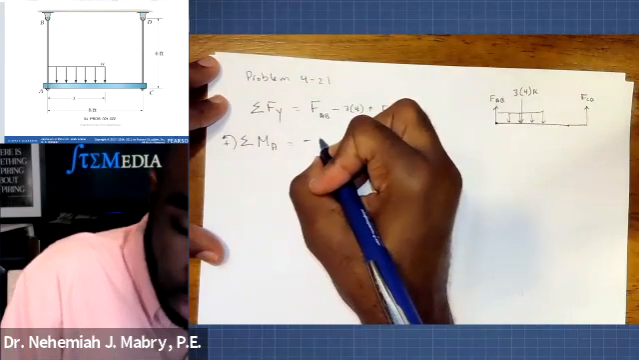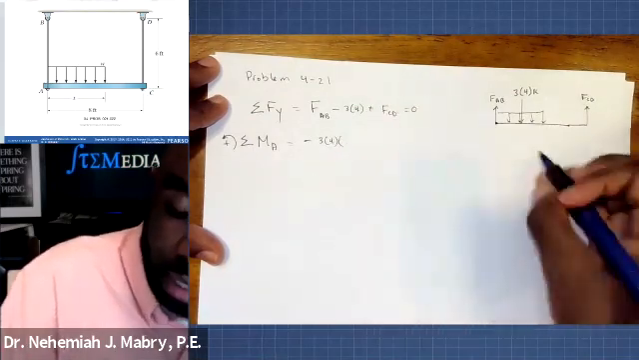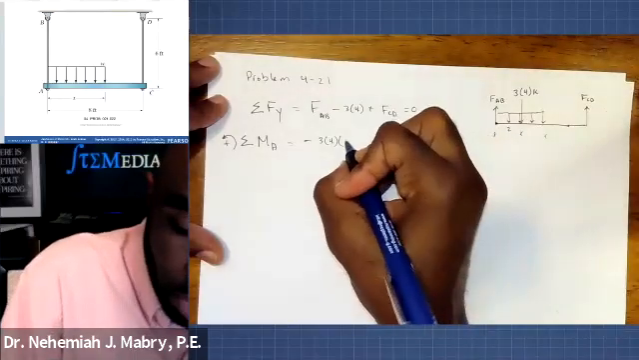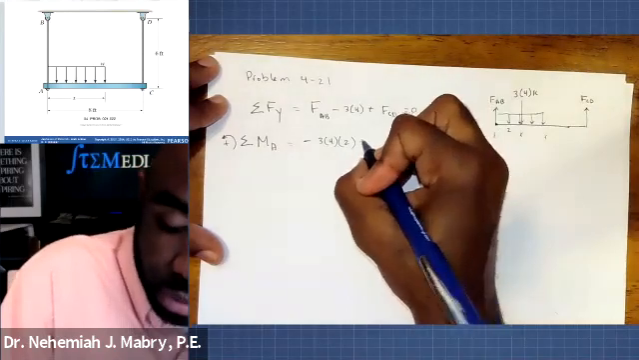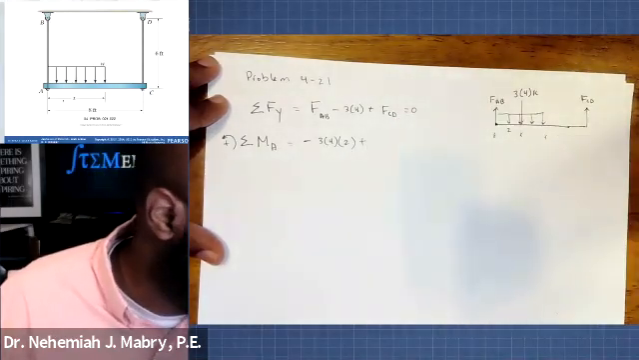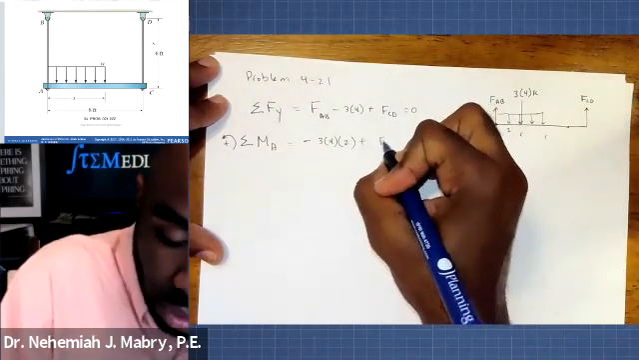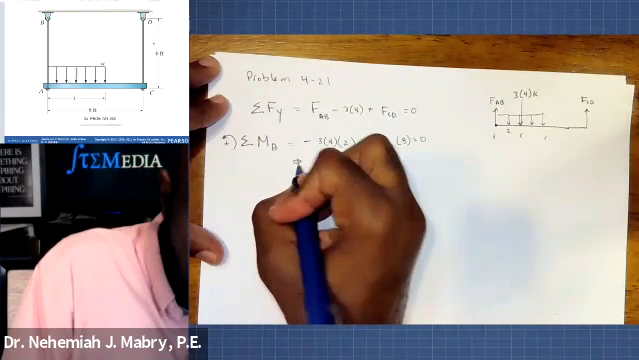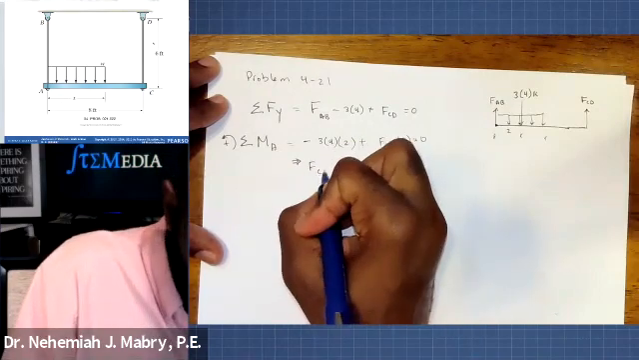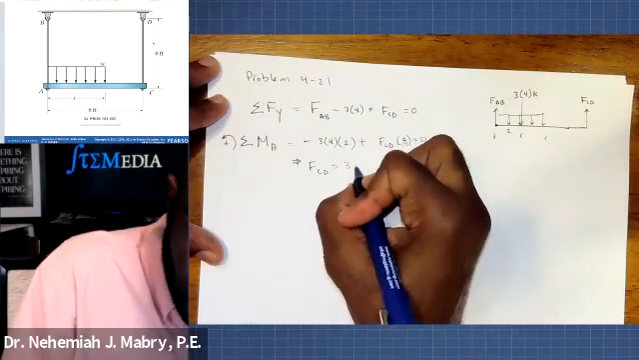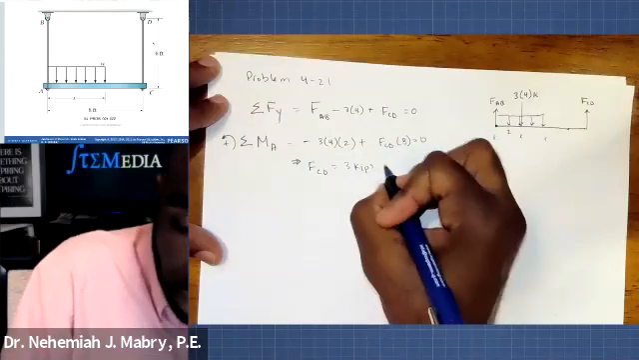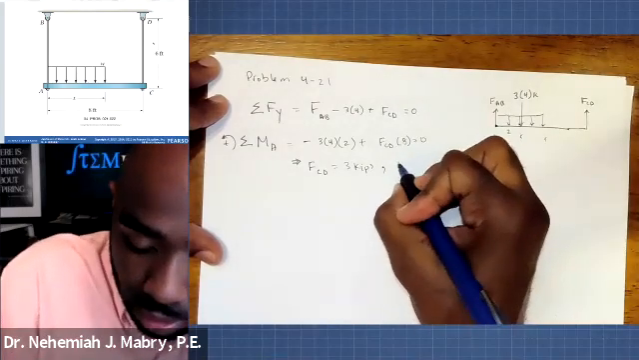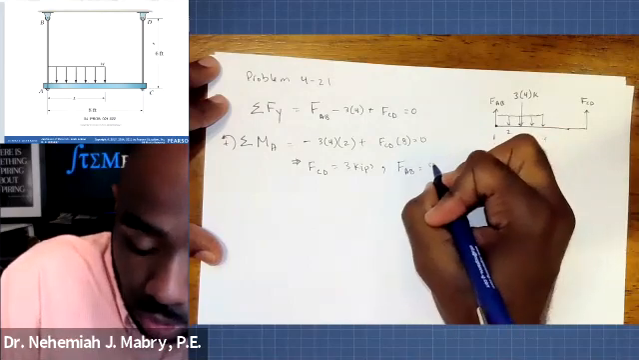So negative 3 times 4, which is 12, times the distance here. If this whole thing was 4, this distance will be 2. So times 2, plus the force F_CD times the distance. Well, the overall length is 8, so F_CD times 8 equals 0. And from there, we can solve that F_CD is equal to 3 kips. And we can use those 3 kips to come back into our original equation with the sum of forces in the y and determine that F_AB is equal to 9 kips.